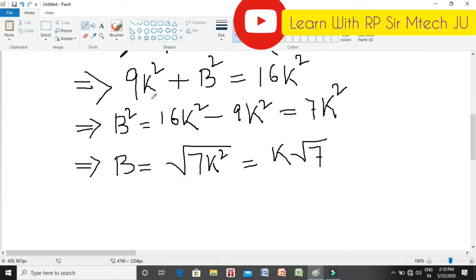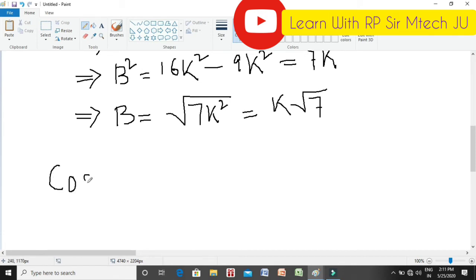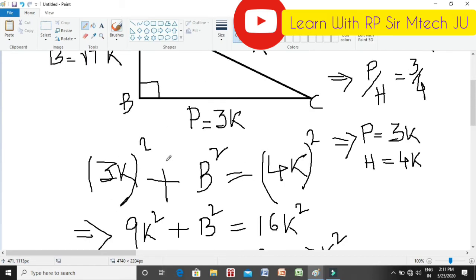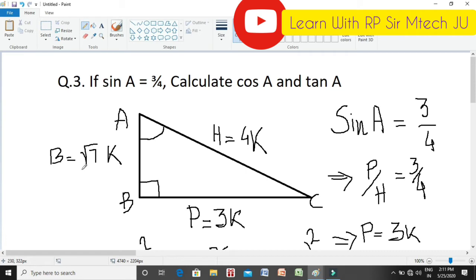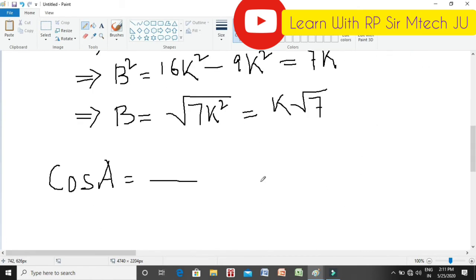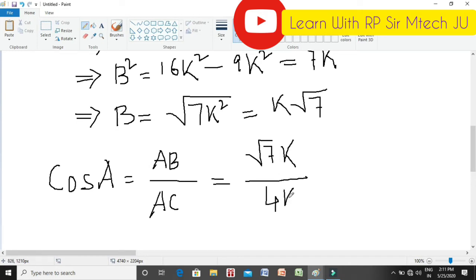So what is cos A? We know cos theta equals base by hypotenuse. Here we need to just figure out what is the base. This is the base, that is AB, and AC is the hypotenuse. So AB by AC, plain and simple. AB is root 7k, which is the base, and AC is 4k, which is the hypotenuse. So the answer of cos A will be root 7 divided by 4.